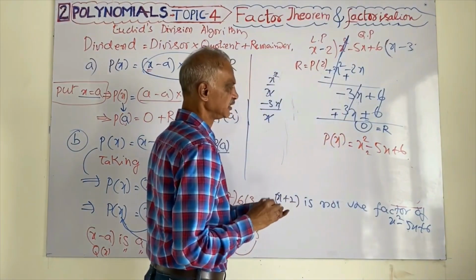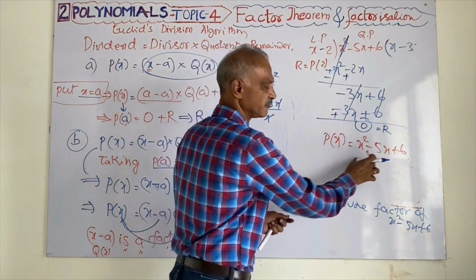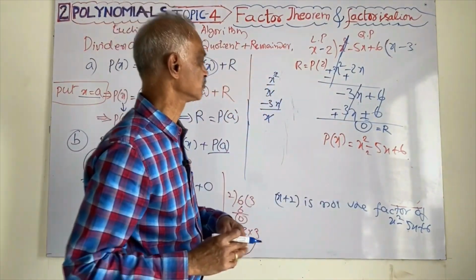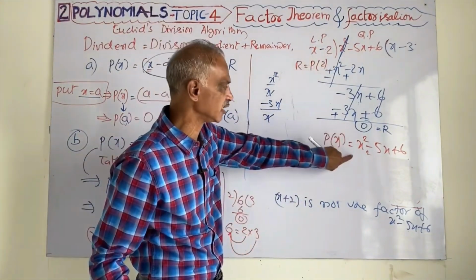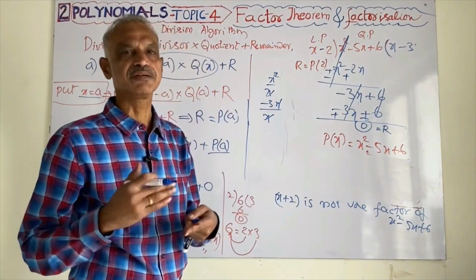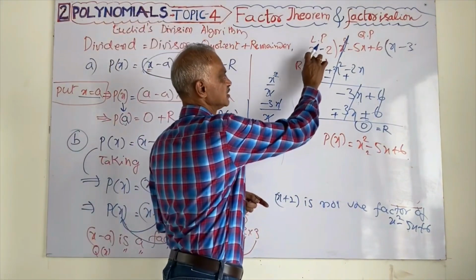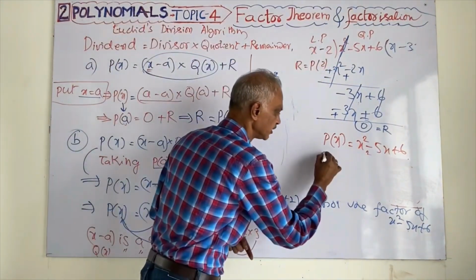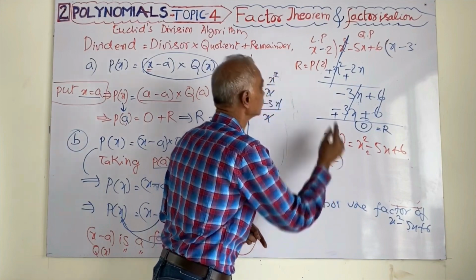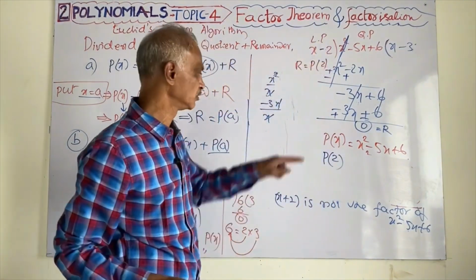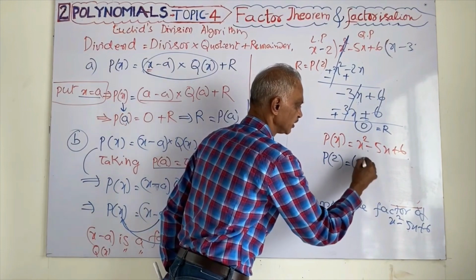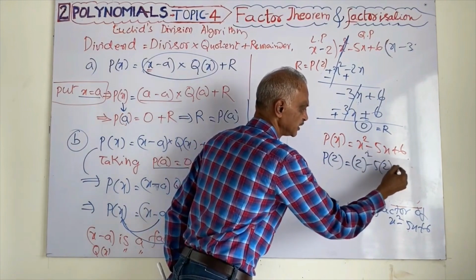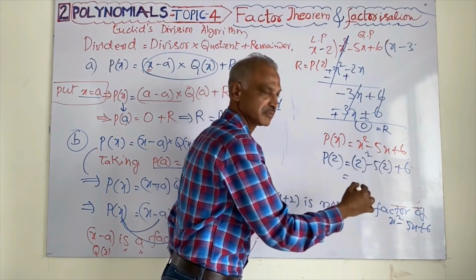Now I am dividing x square minus 5x plus 6 by x minus 2. What is the remainder you got? 0. Here also, by using the remainder theorem, when it is divided by x minus 2, what is the remainder you are going to get? P of 2. Here minus 2 is there, no? P of 2 is the remainder. 2 whole square minus 5 into 2 plus 6. 2 square means 4.